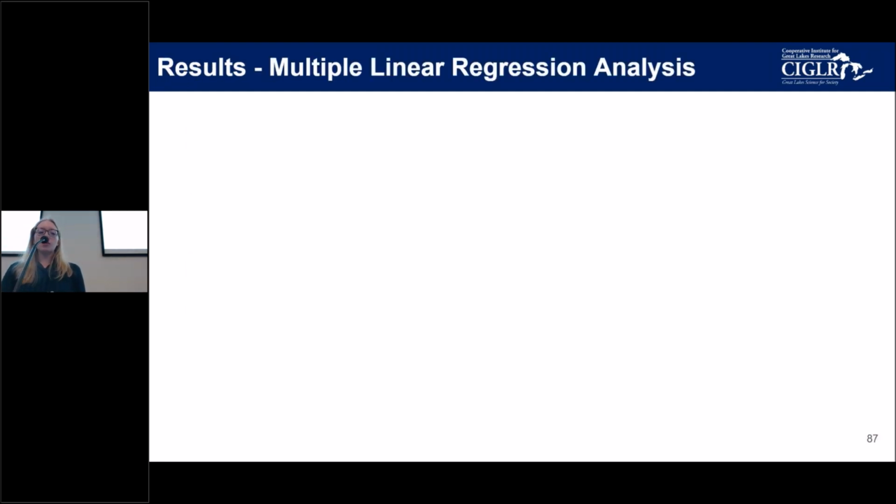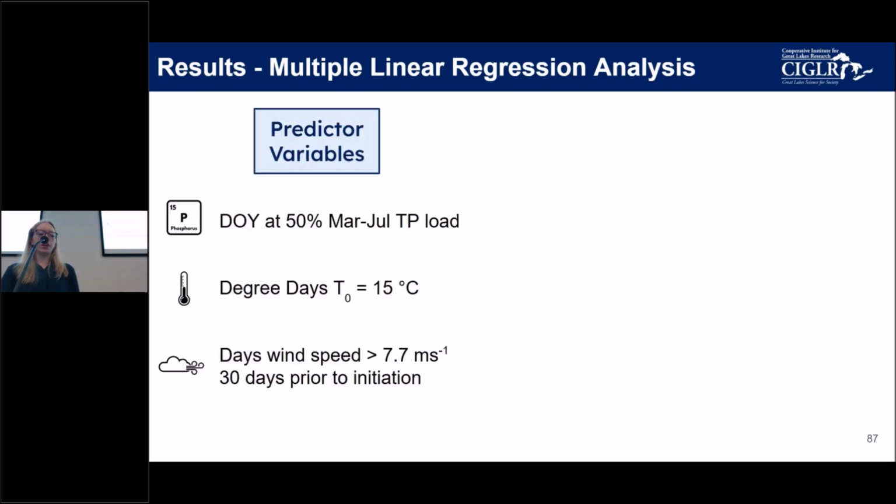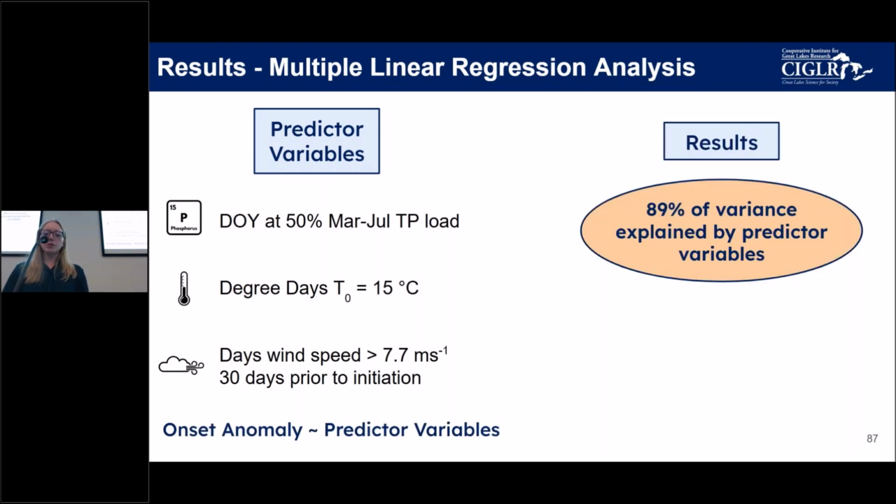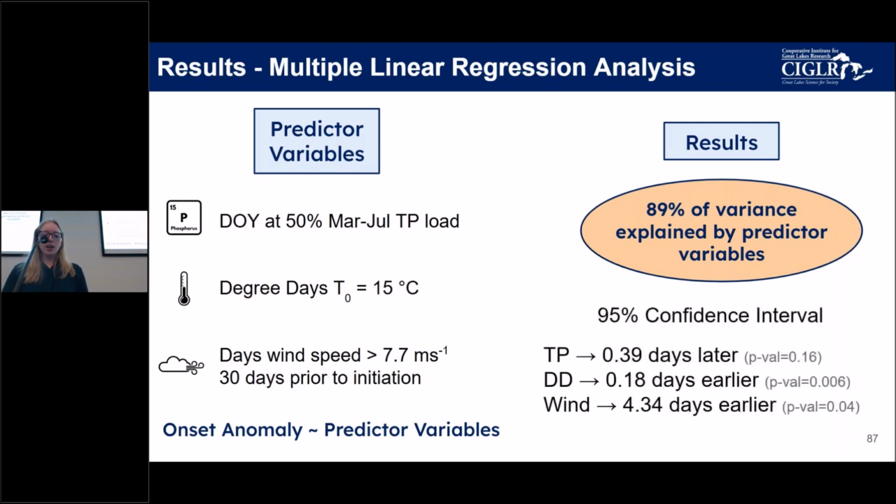We also performed a multiple linear regression analysis. So we have our three predictor variables that we talked about here, and we did that in response to the onset anomaly. We were able to find that 89% of variance in the onset anomaly was explained by the predictor variables. We did that at a 95% confidence interval. And from that, we can see that every unit increase in the delay in timing of the total phosphorus resulted in 0.39 days later. That was confident at the 90th percent confidence interval.